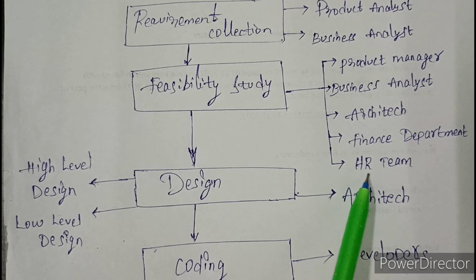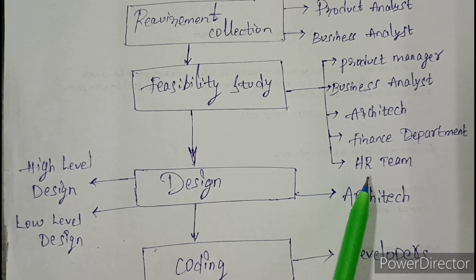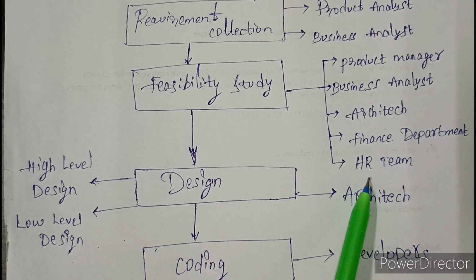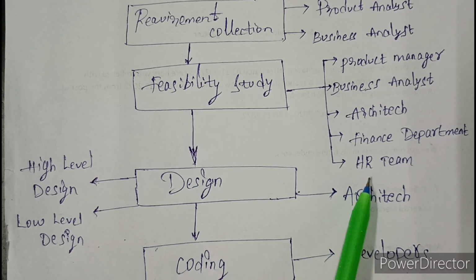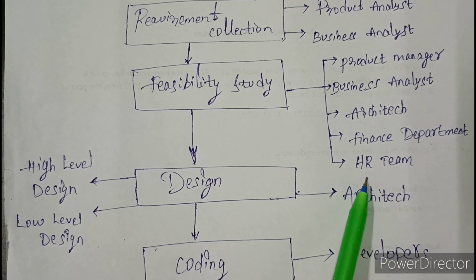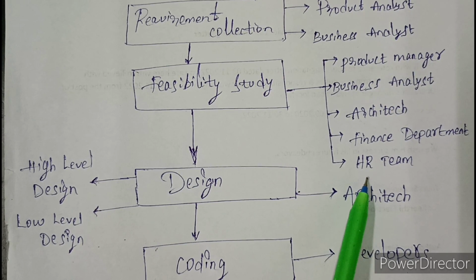And the technical team will tell HR they require this many engineers in this project, so it is the job of the HR team to hire those people. And then the product manager will decide whether we take up the project or not.